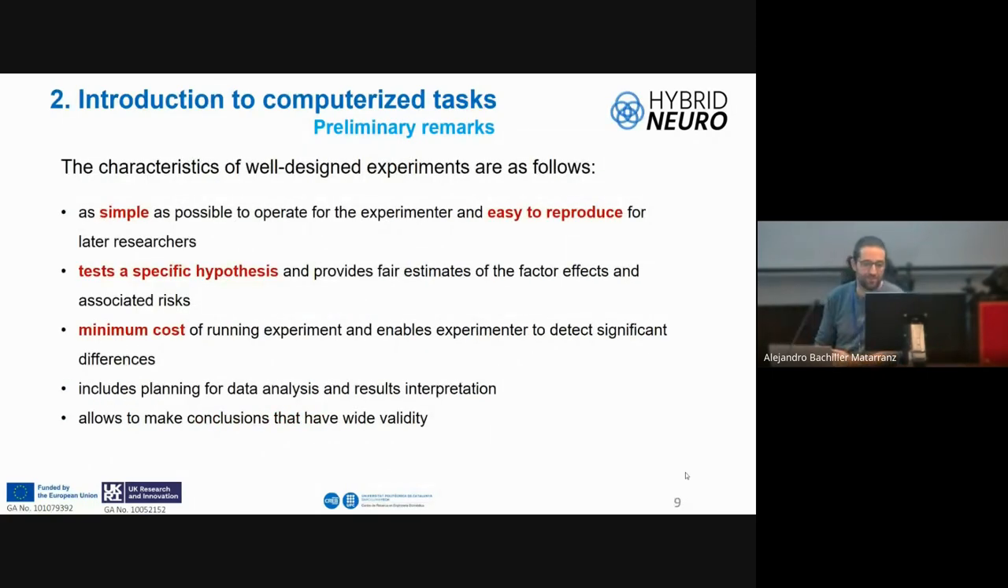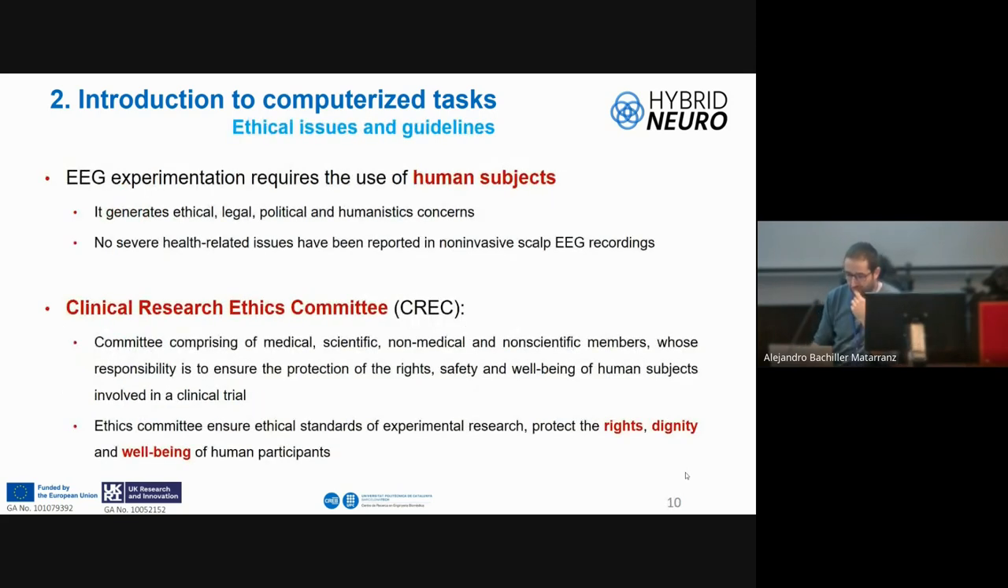What are the key points for a good design of the experimental task? Here, if you look on the internet, it says: as simple as possible, to test a specific hypothesis. This is a very good point. Minimum cost, that works on different platforms, including the planning for the analysis. So these are some key points that are very important, but there are no specifics. So then we will try to focus on more of the particularities.